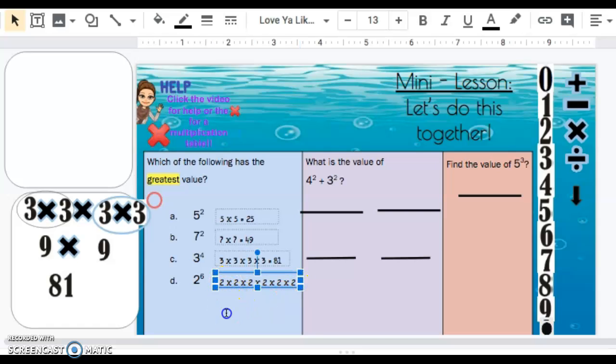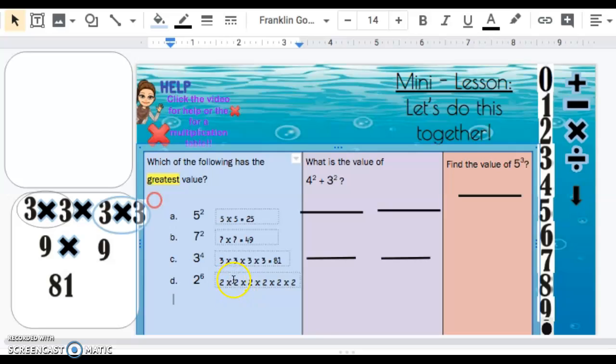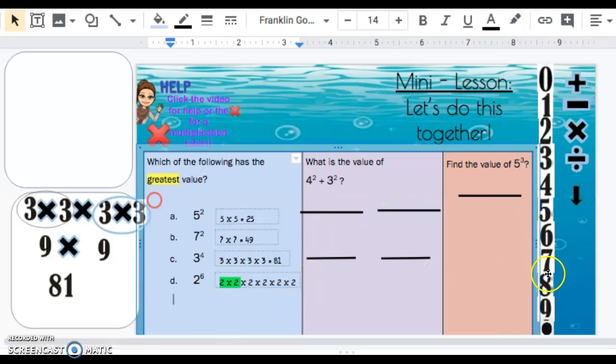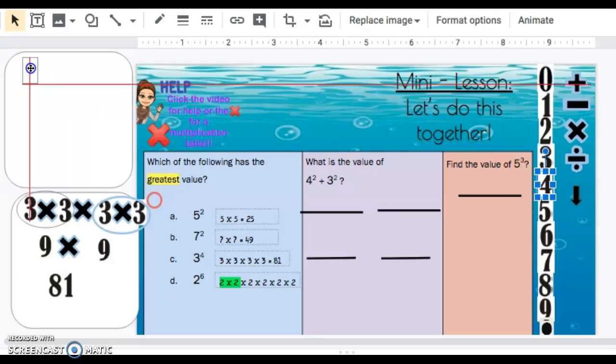Okay, so if we look, we have one group of 2, another group of 2, and another group of 2. I'll color coordinate it here. This is one set of 2, so that 2 times 2 we know is 4. So we're going to put a 4 up here.